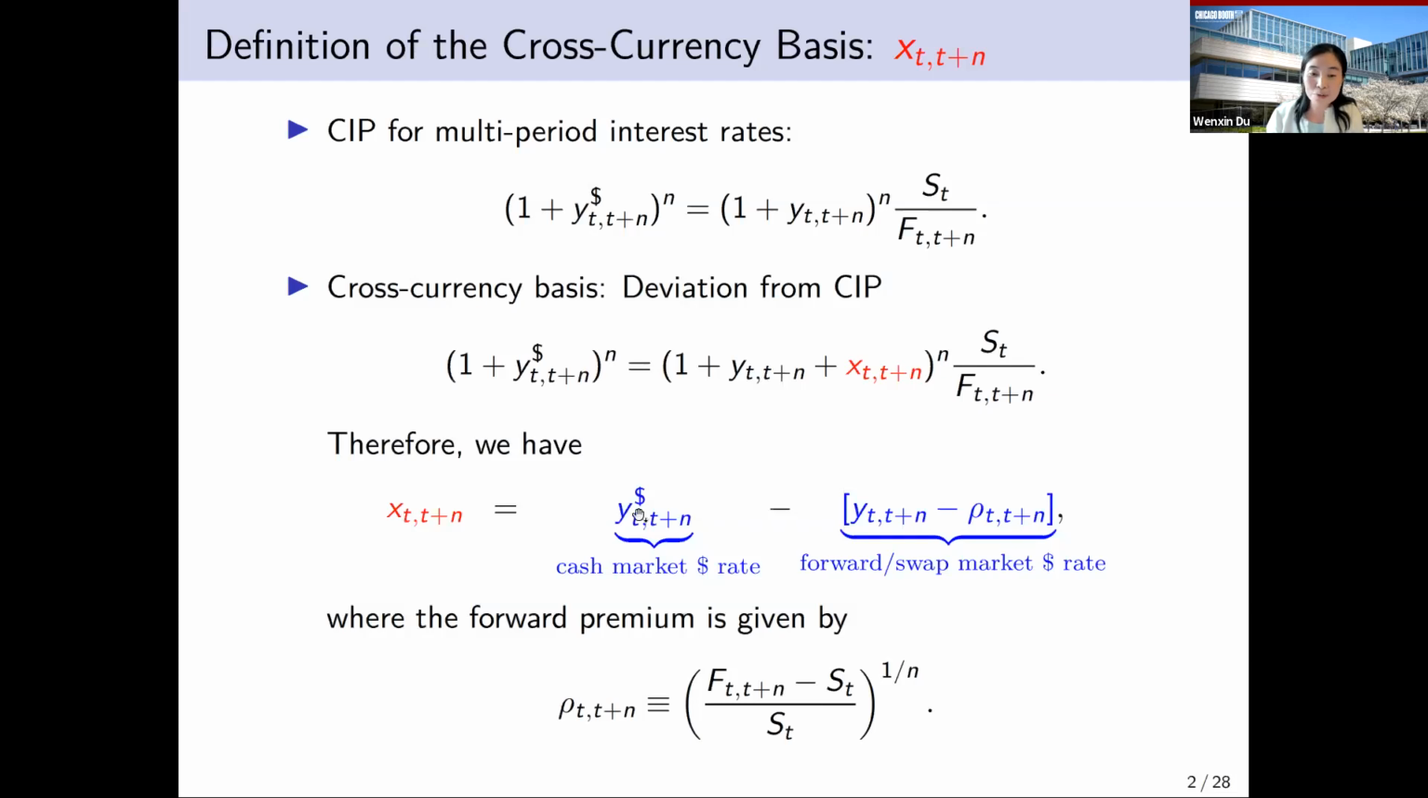One is the direct or cash market dollar interest rate. In this case, it's just the US dollar risk-free rate for N periods. And you have the synthetic dollar interest rate, by taking a foreign currency interest rate, essentially paying out the market-implied forward premium to hedge, or to swap, that foreign currency interest rate into US dollar. And then you end up with this wedge.